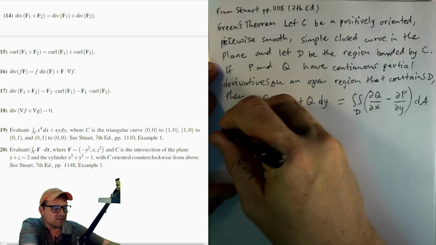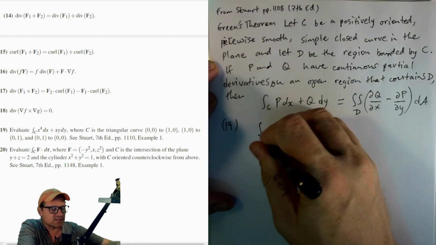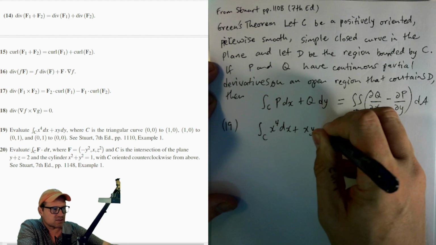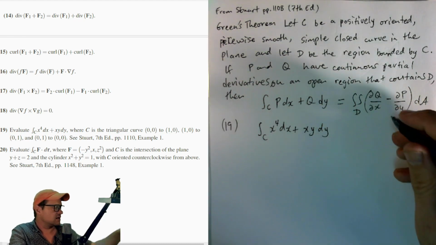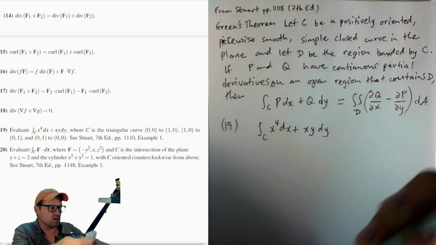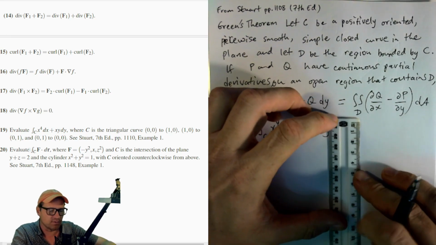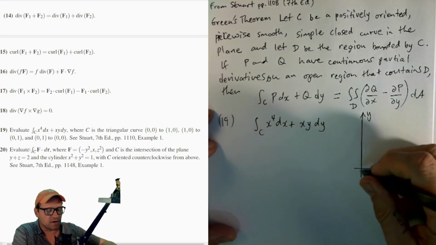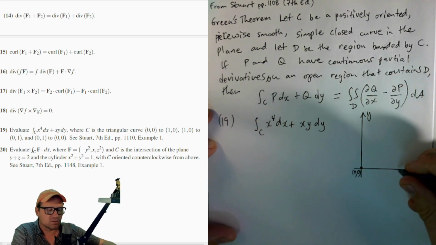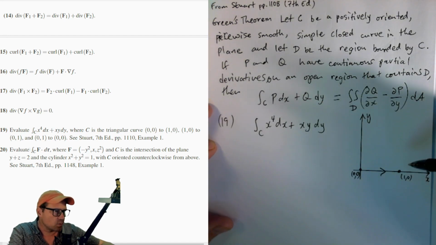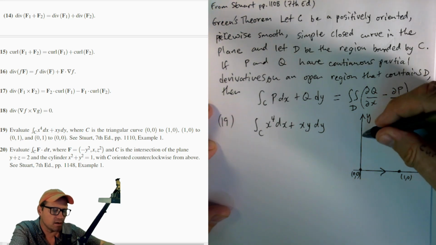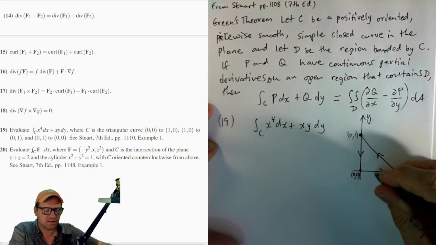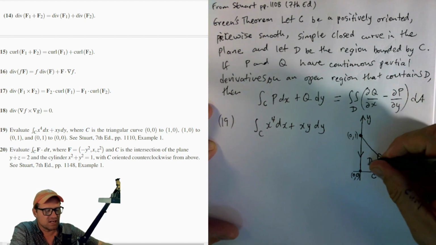So let's see an example of this in question 19. So we're asked to evaluate the integral of x to the fourth dx plus xy dy, where C is a triangular curve. And let's just sketch this while we read it. Here are my axes. And so we start the curve at the point 0, 0, then we go to 1, 0, and then we go to 0, 1 this way, and then we go back to 0, 0. Okay, so this is the curve C. Inside here is the region D.